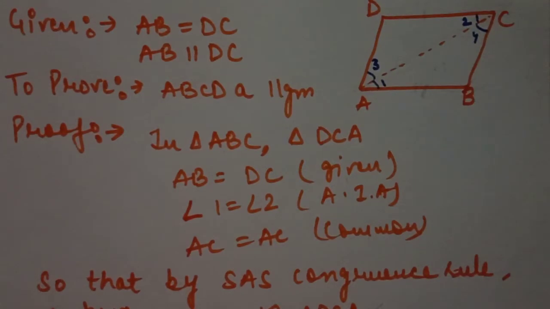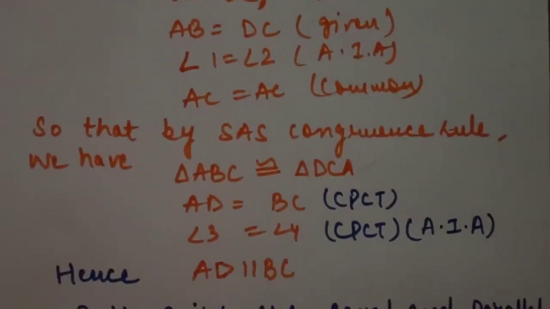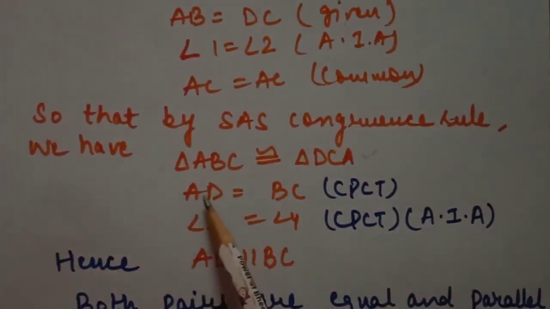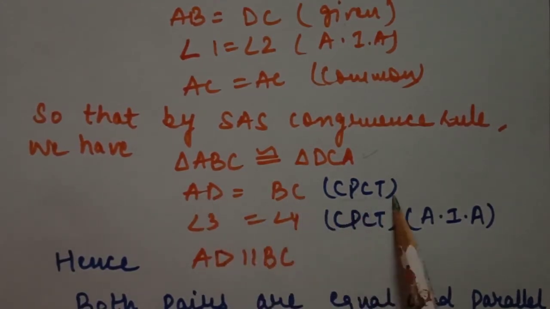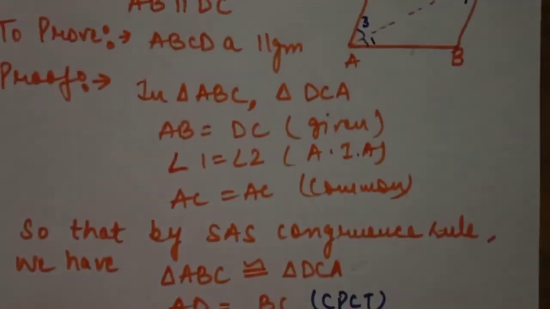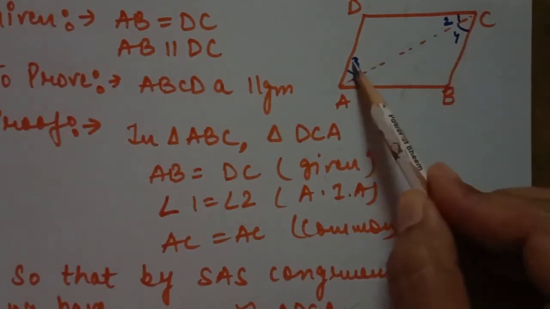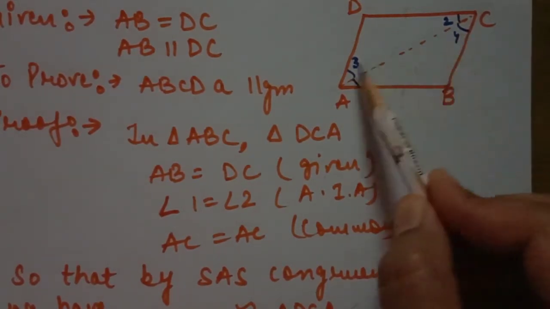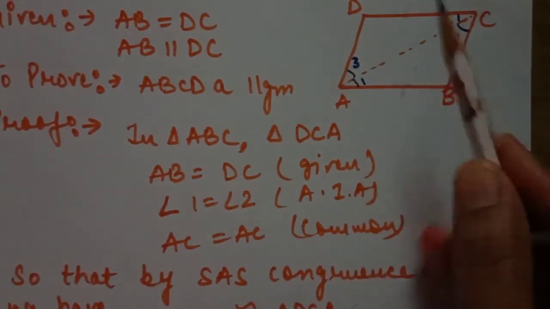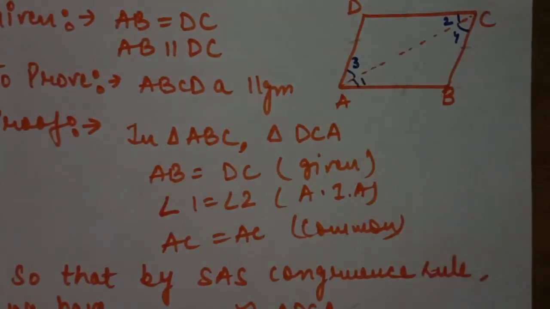But we have one more method also. If both the triangles are congruent, then we can take another pair of sides. AD is equal to BC by CPCT. Angle 3 is equal to angle 4, alternate interior angles. If AD and BC are equal by CPCT, and 3 and 4 are also equal by CPCT, but they are a pair of alternate interior angles, so definitely these two sides are parallel also.